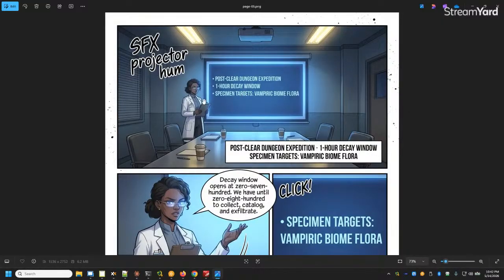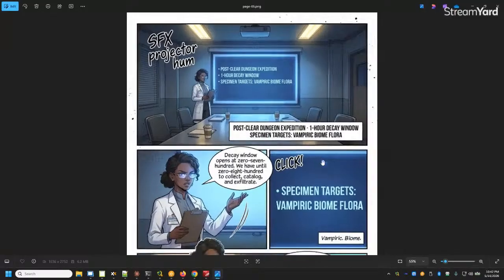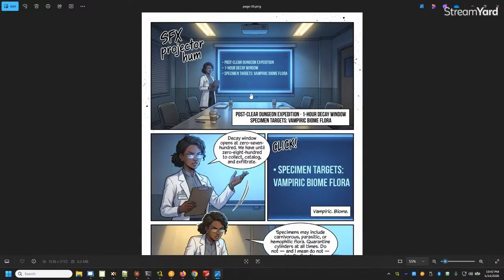SFX, projector hum. Now, by the way, with this comic strip, we could put this into Seedance 2.0, and with a prompt, of course, from like Opus 47 or 55, just create a video out of it. We could do that. All it takes to convert this comic strip into a video is one prompt and a video model like Seedance or Kling 3.0.